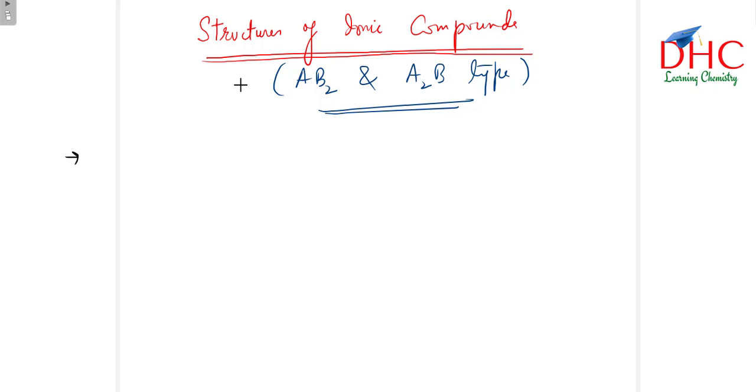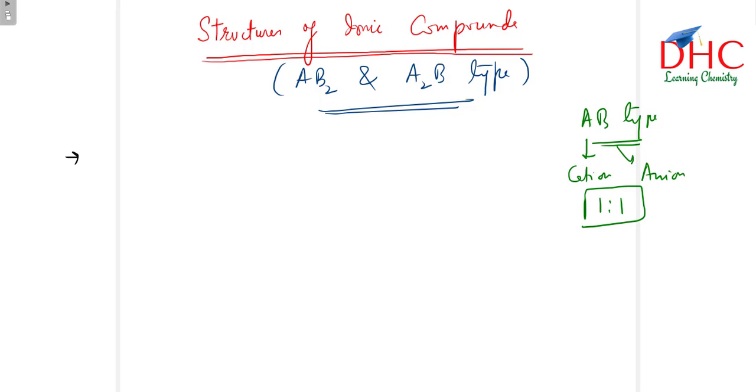And now the topic is about structures of ionic compounds. आज हम बात करेंगे AB2 and A2B type compounds. In the previous video we did talk of AB type compounds, wherein I told you the ratio between cation A, which we take as cation, and B, which we take as anion, was 1:1. For this particular type of ionic compound we were having three types of structures.